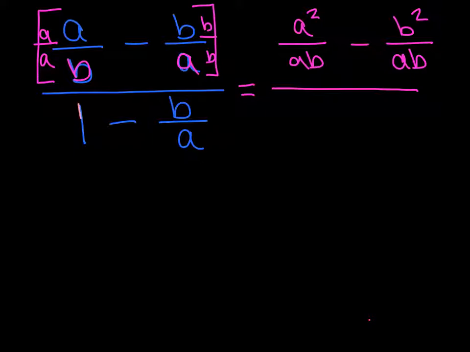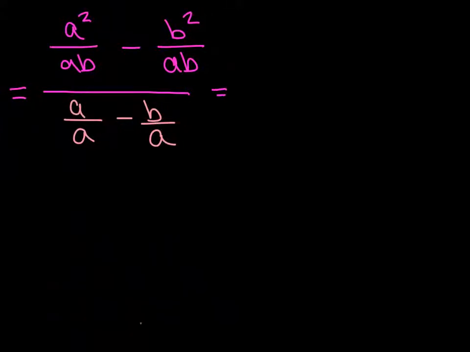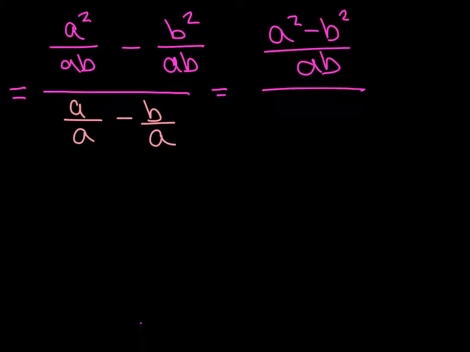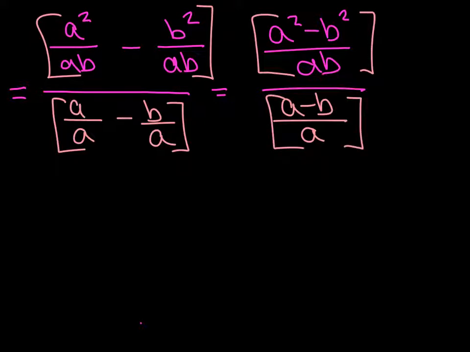On the bottom, 1 over 1. This one's much friendlier. I just need a common denominator of a, so I'm going to go a over a minus b over a. Now let's combine these two fractions into one. So I got a squared minus b squared over ab. And on the bottom I get a minus b over a. So we combined these two into just one fraction, and then we combined these two into just one fraction.